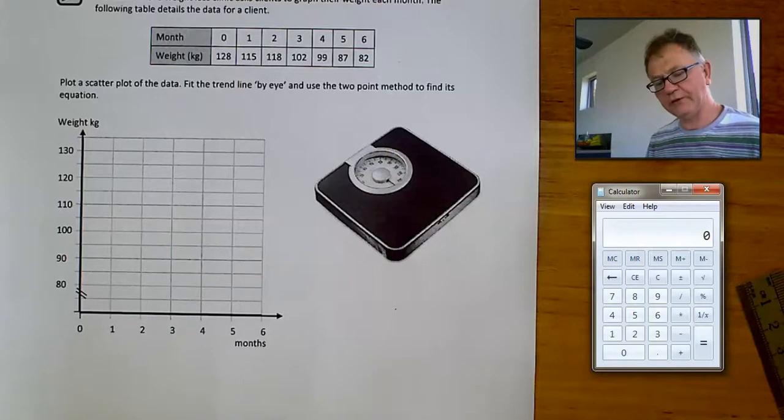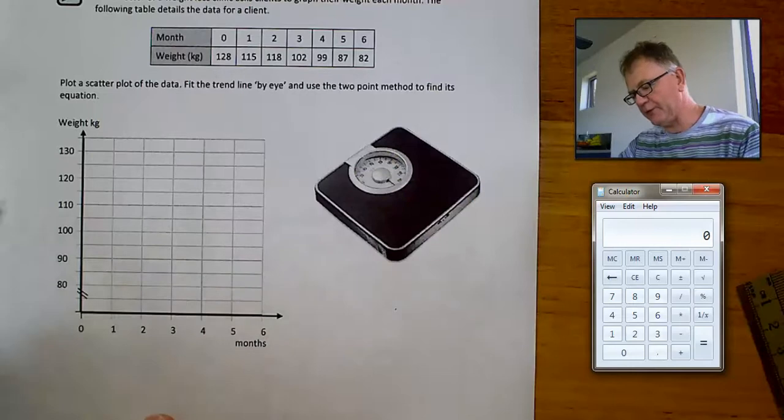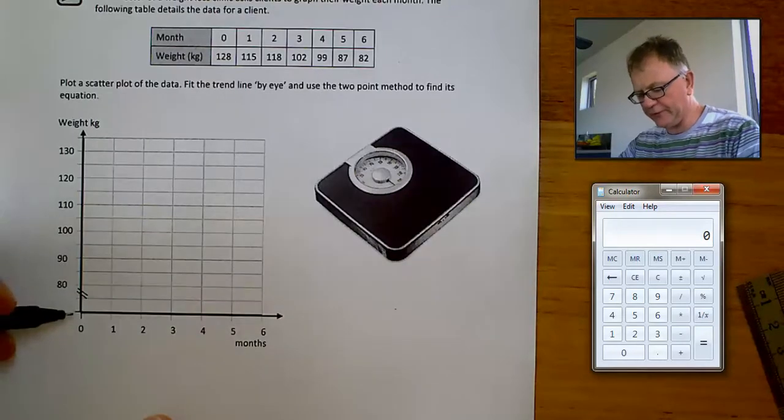We're doing an example which involves linear modelling. That means finding out the equation of a relationship which models a set of data. The first step is to plot the data on a scatter plot. So each point is represented by a dot or a little X on the graph.